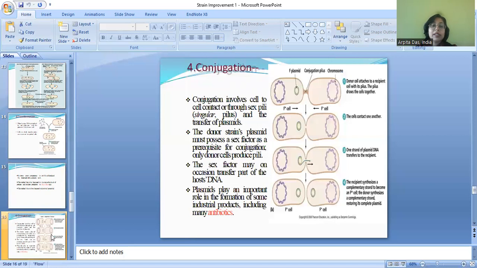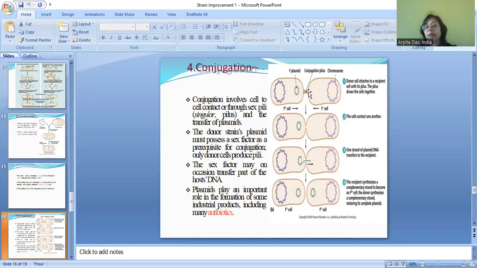Now the next part, as we said, is transduction, transformation, and conjugation. The last one is conjugation, which involves cell to cell contact, or through sex pili, to transfer genetic material. You can see this is an F plus cell. That means it has a fertility factor or F plasmid in it, whereas this is an F minus cell. That means it does not contain any F plasmid.